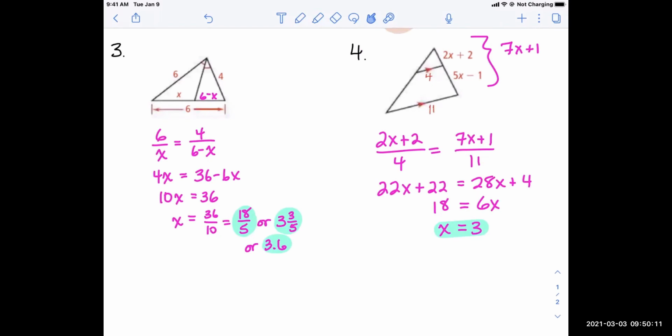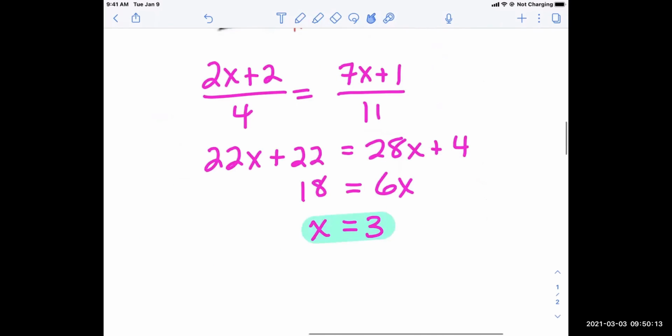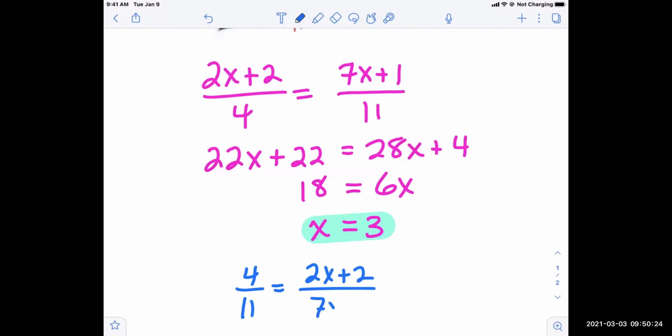Okay, so did you not get 3? Okay, so you said 4 over 11. Let me switch colors here. 4 over 11 equals 2x plus 2 over 7x plus 1. Did I write down what you said?